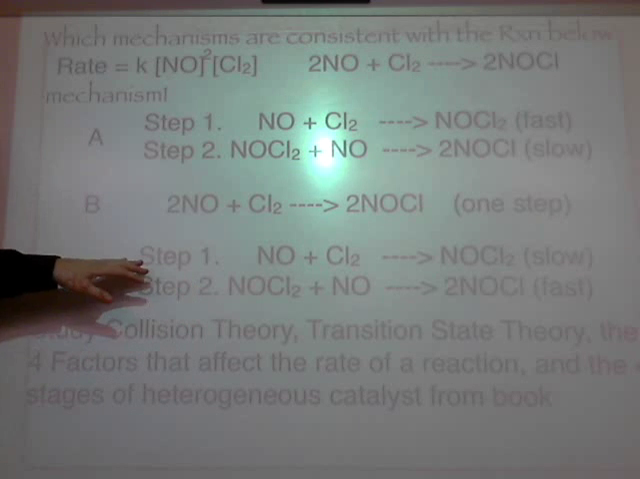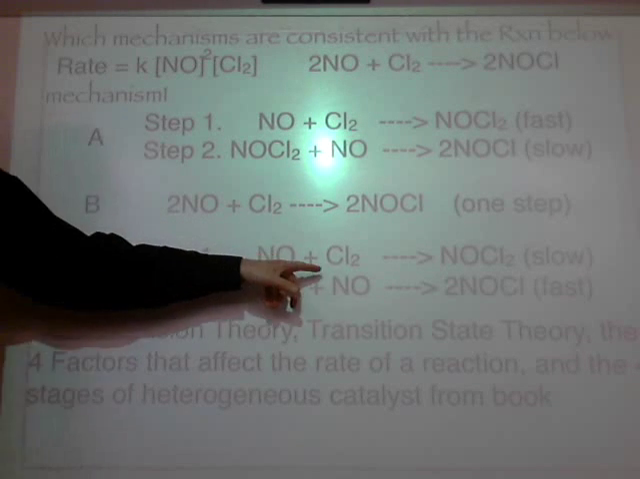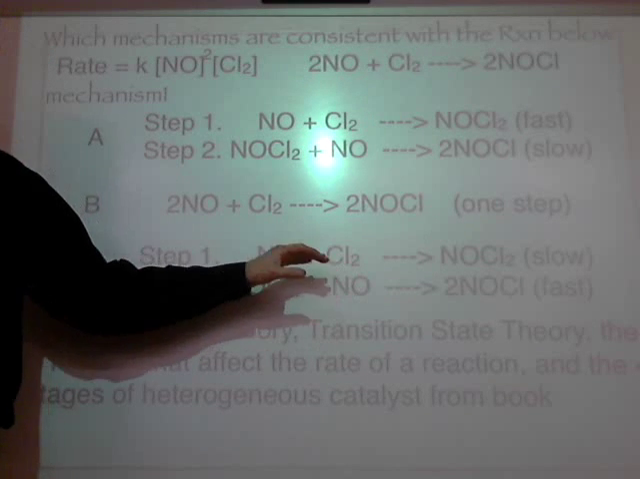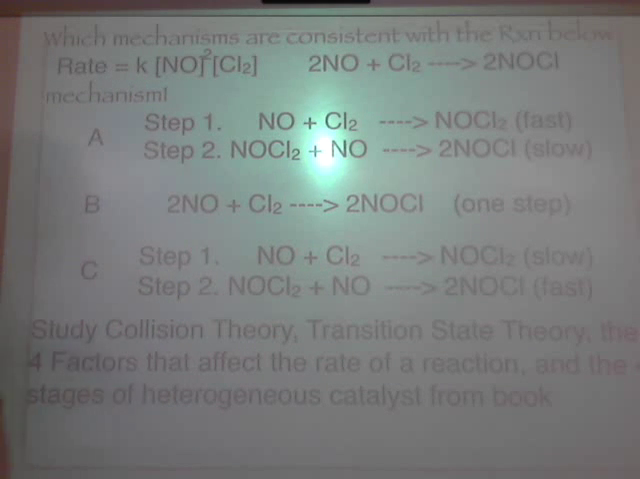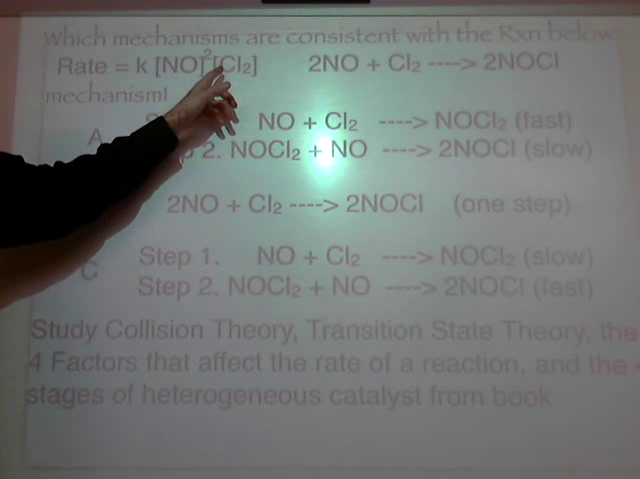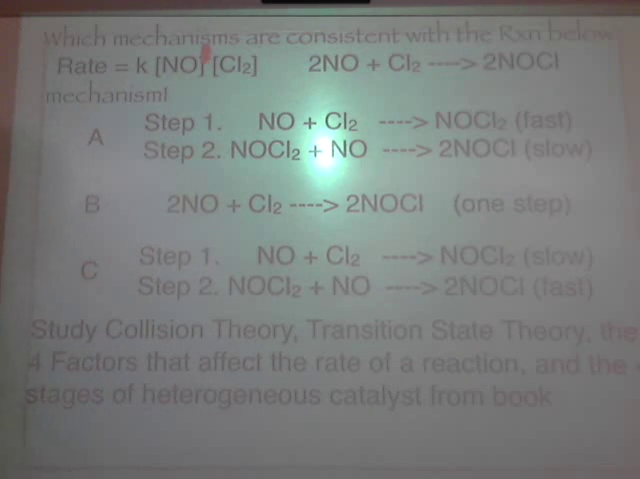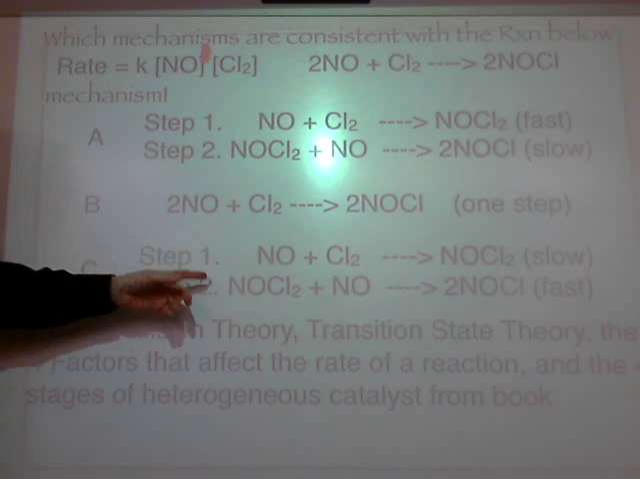And finally, this guy here. What would this rate law look like? It is not consistent. What would it look like if this were the actual mechanism by which this guy went? What would be different about this up here? The exponent would not be a 2 for this guy. It would be a 1, wouldn't it? Right? So this guy is not consistent.